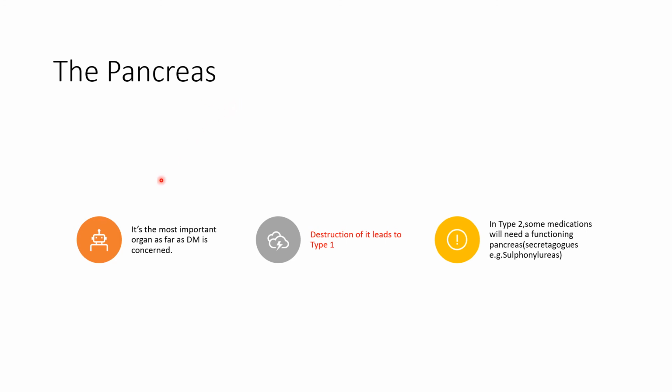Now, the pancreas. It is the most important organ as far as diabetes mellitus is concerned. Why? That is the manufacturing company that produces the insulin. Destruction of the pancreas will lead to type 1. In type 2, some medications will need a functioning pancreas. You could see how important the pancreas is here. And they are called secretagogues. For example, sulfonylureas.